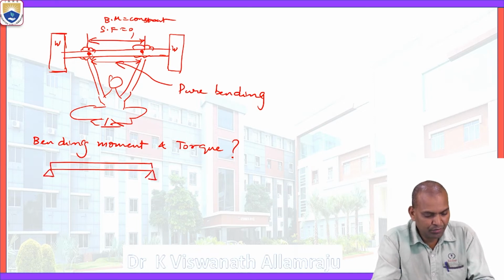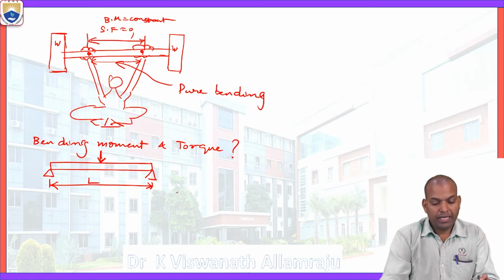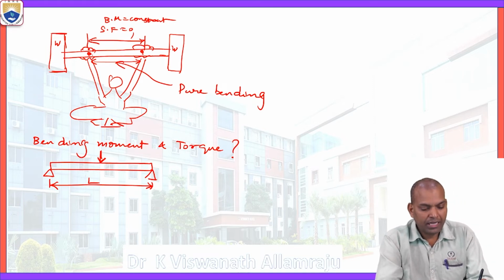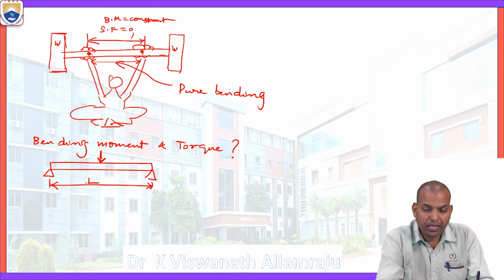In the case of bending moment, the force acts perpendicular to the distance. This is the force acting normal to the distance. Whereas in torque, what is the torque? In the case of torque, the force acts parallel to the distance. That is the difference between bending moment and torque.